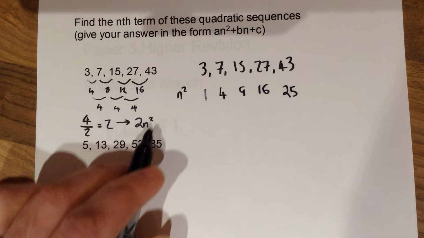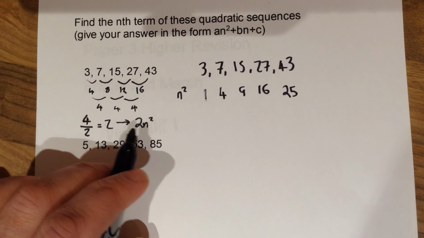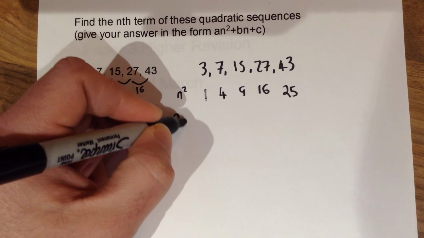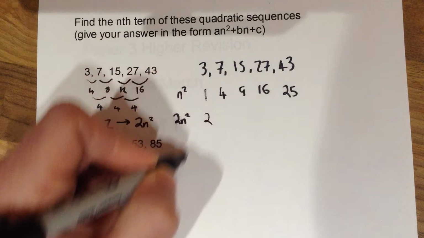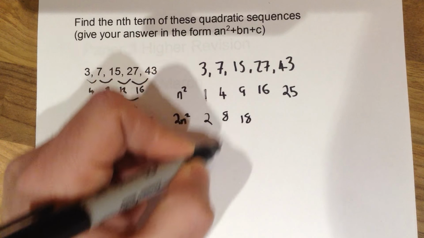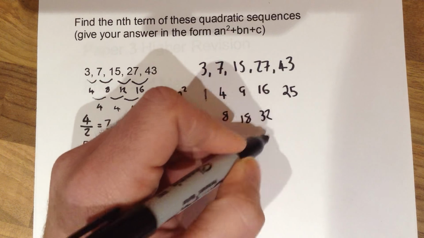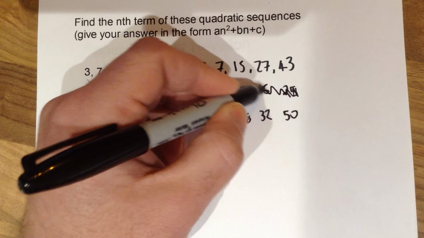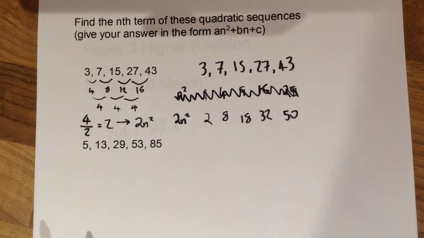We worked out a little bit earlier that we actually need to do 2n squared. That just means 2 lots of these squared numbers. So the next line down I'm going to do is that 2n squared. 1 times 2 is 2, 4 times 2 is 8, 9 times 2 is 18, 16 times 2 is 32, and 25 times 2 is 50. Now I don't need this little n squared line at this point, so I'm just going to get rid of it so I don't get confused with it.